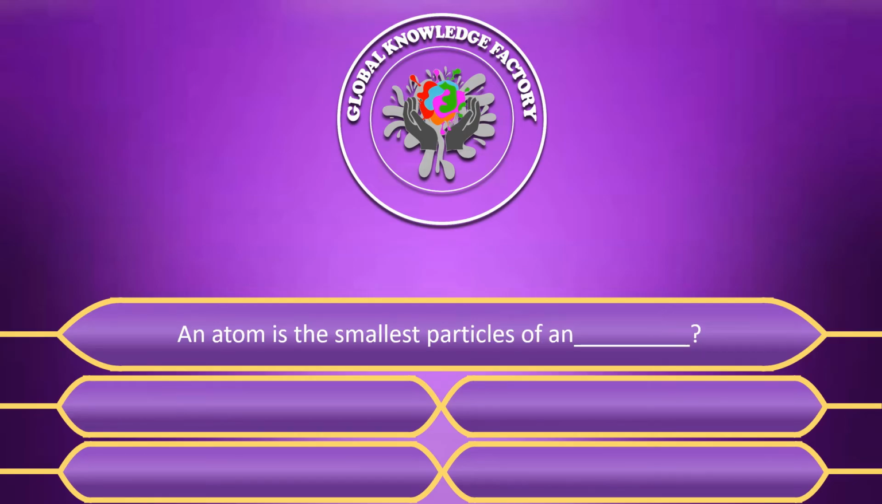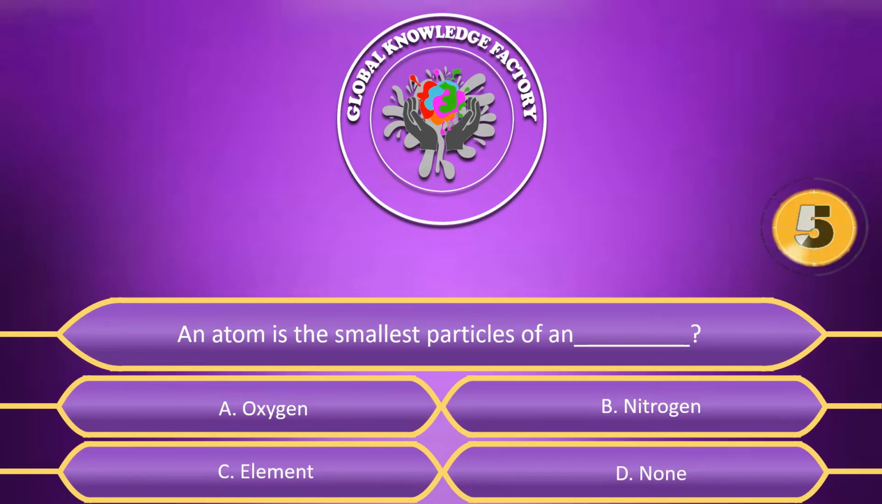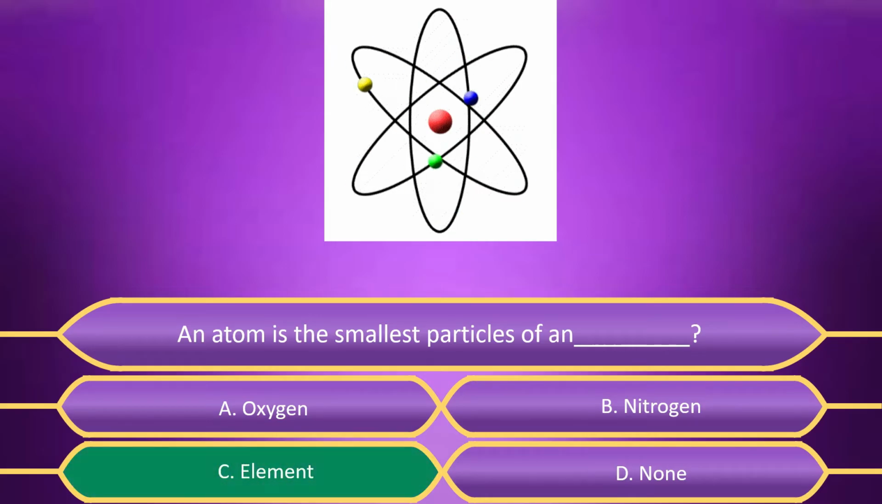An atom is the smallest particle of an: A oxygen, B nitrogen, C element, D none. Answer is C element.